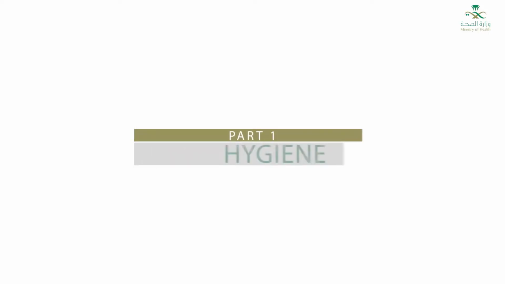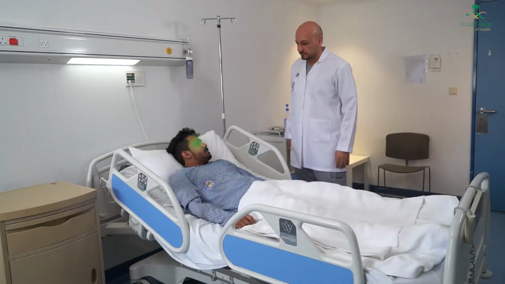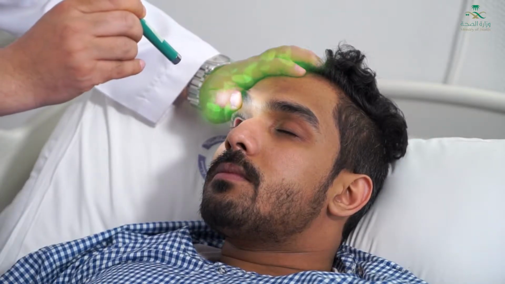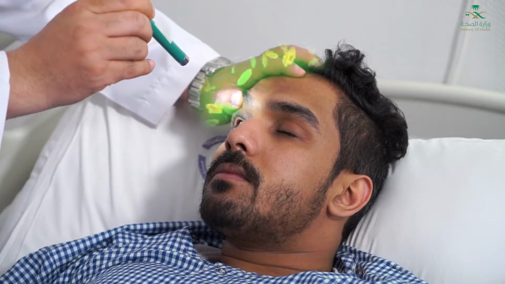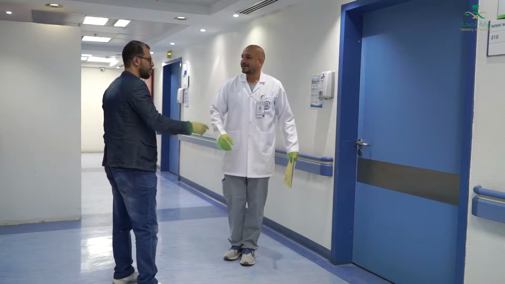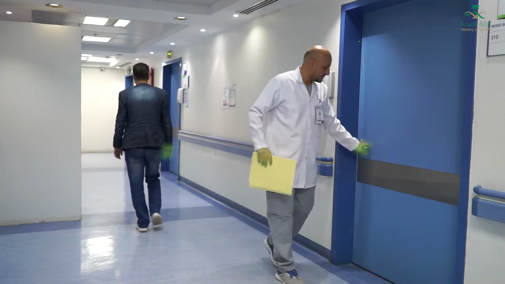Part 1. Hand hygiene. Hands are the main pathways of germ transmission during healthcare. When healthcare workers fail to clean their hands between patient contact, germs in their hands can be passed from person to person and spread infection. Hand hygiene is, therefore, the most important measure to avoid the transmission of harmful germs and prevent healthcare-associated infections.